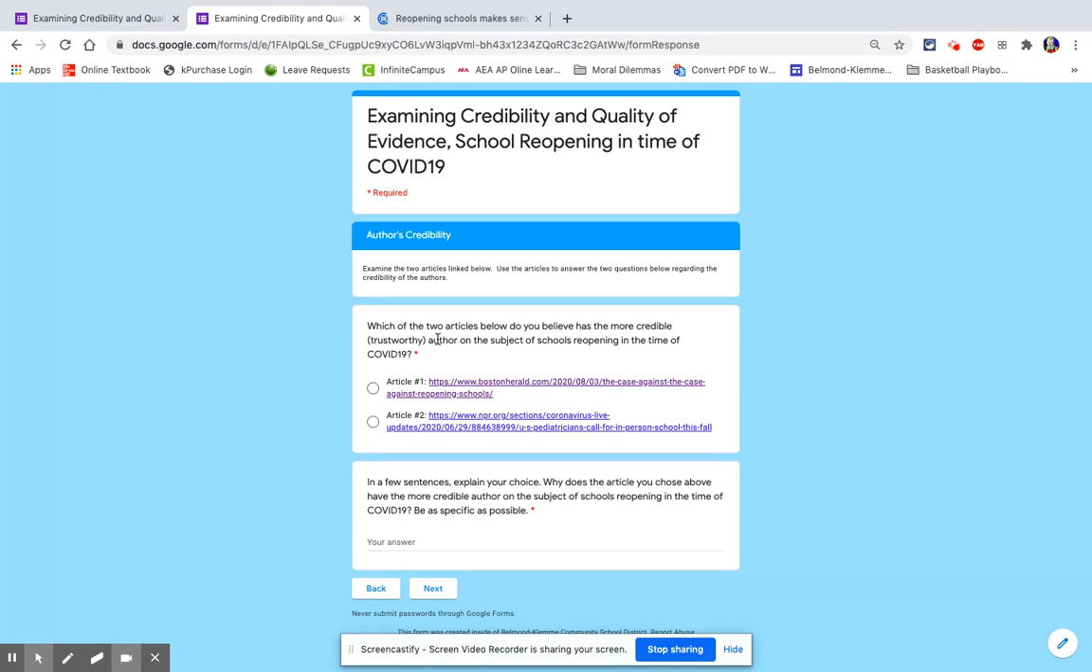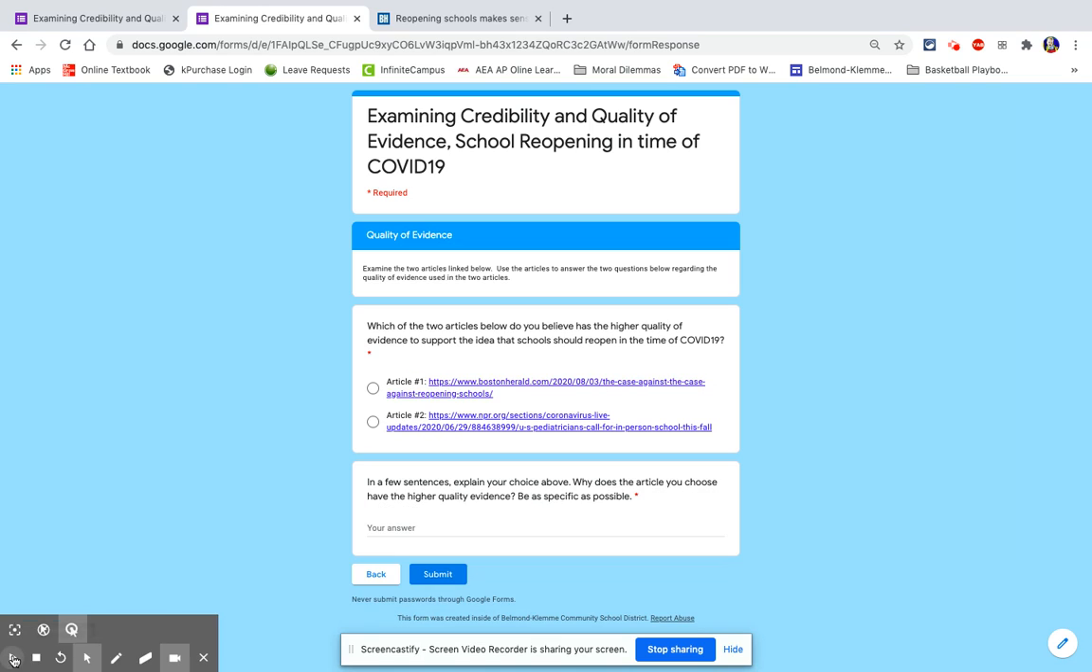The first one here is really, really simple. It's, which of the two articles below do you think has a more credible, which means trustworthy, author on the subject of schools reopening in the time of COVID-19? Both of the articles essentially are talking about the same thing. I just want you to tell me, which of those do you think has a more credible author? And then I want you to explain your answer above in a few sentences down here. And that's what we've got going on for this one.